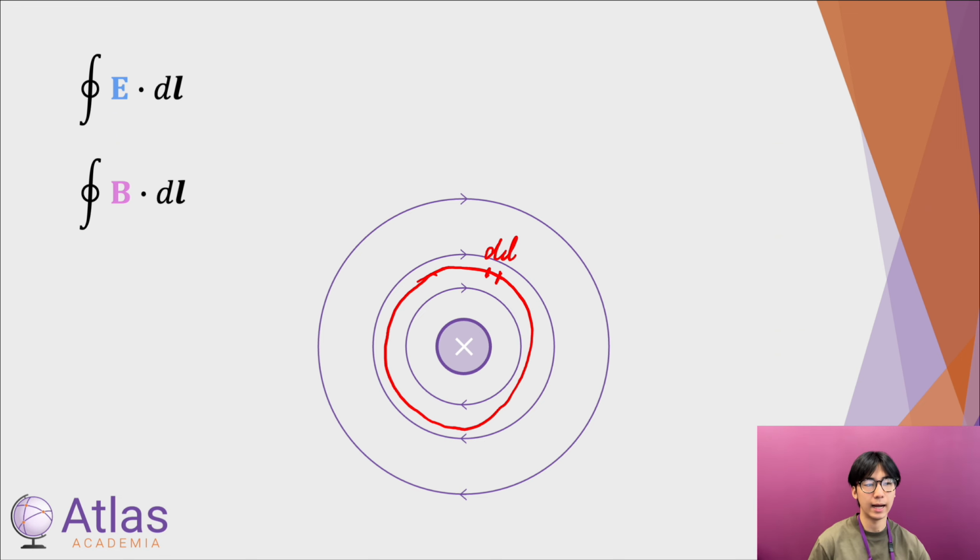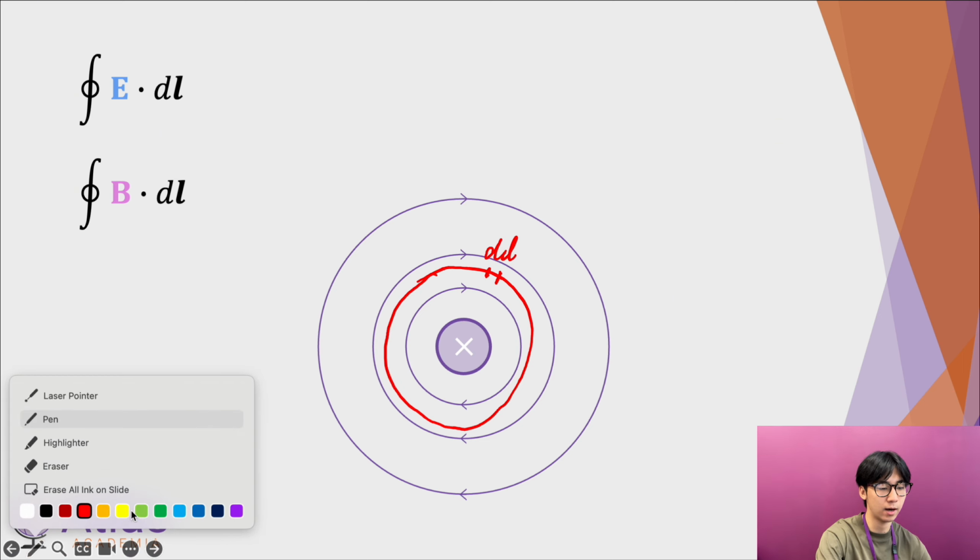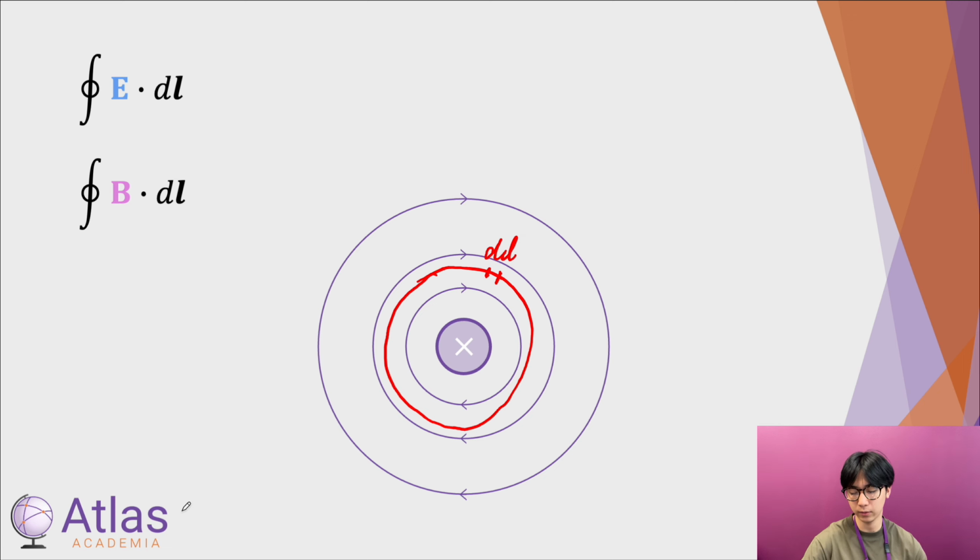Now, if you consider the magnetic field around that sphere, well, all the lines are tangential to that sphere, right? All the surrounding magnetic field lines are sort of tangential to that sphere, like this. And so what can we say about the angle between dl and the magnetic field? Well, at every single point, at every single dl, the theta is going to be zero. There's no angle between dl and the surrounding magnetic field lines.